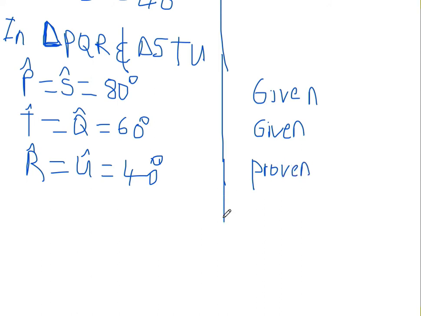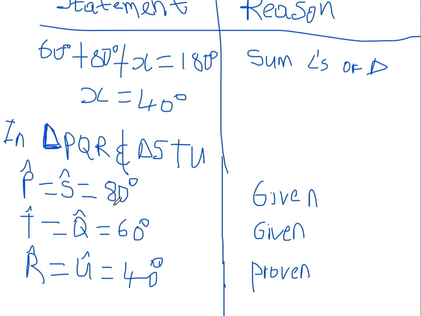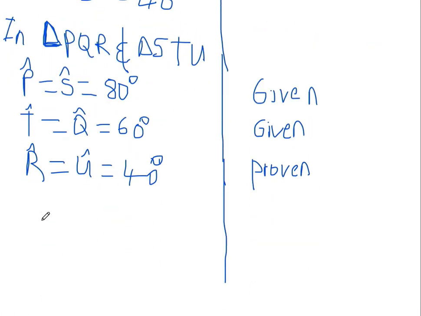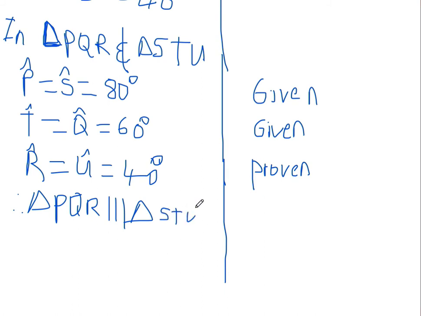Then we go down, and because the angles are equal, we can see that the three angles are equal. We can therefore say this triangle is this triangle. There are two triangles. Therefore, triangle PQR is similar to triangle STU. You use this sign. You don't write the word similar, but you rather use this sign.